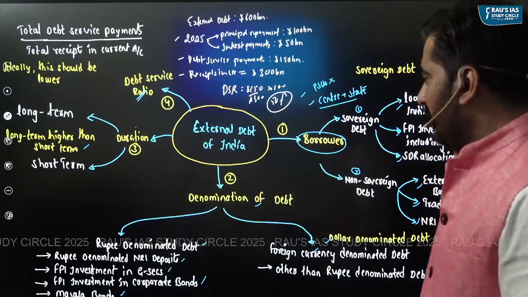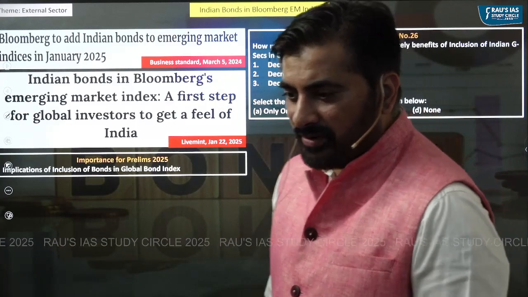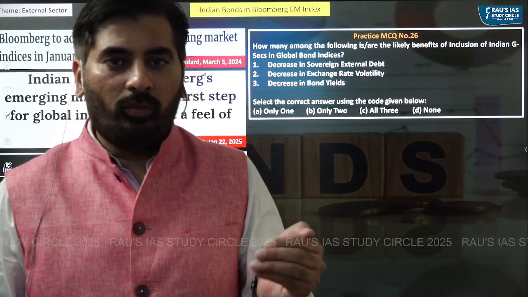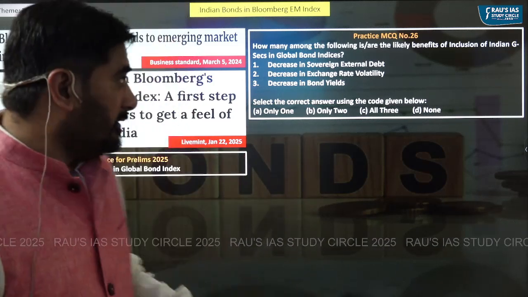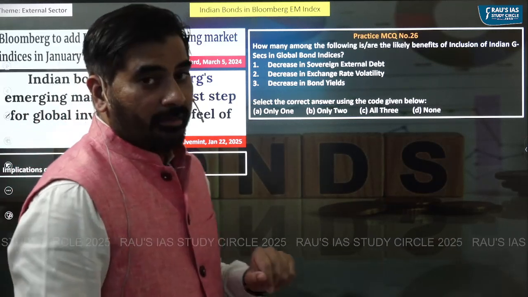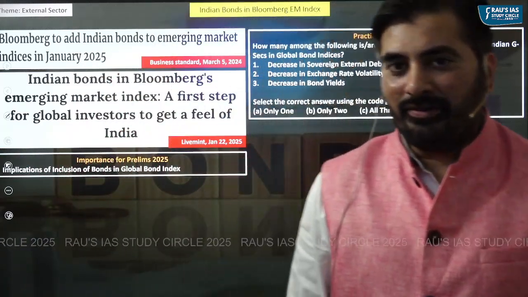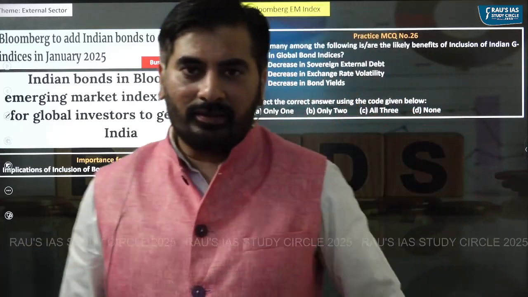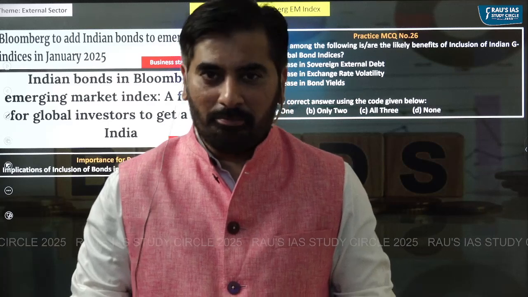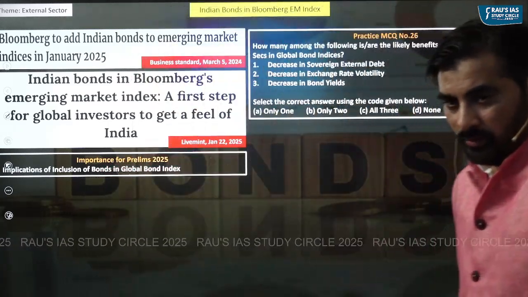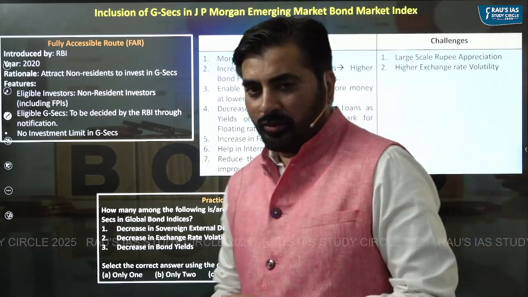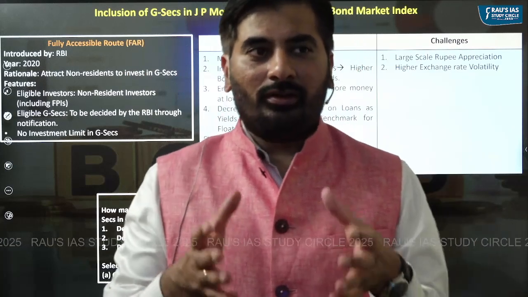And lastly, there is one topic which is inclusion of Indian bonds in the Bloomberg index. Last year, Indian bonds were included in the JP Morgan Global Bond Index. And now, recently, as you can see, on March 5th, 2024, Indian bonds are going to be added to the Bloomberg Emerging Market Index. Because it's a recent development, it becomes important for your prelims. But I have covered this in one of the current affairs classes recently. The link to this particular current affairs class, I will put in the description box below. So after going through that discussion, you can try to solve this prelims question for practice, which is practice question number 26.